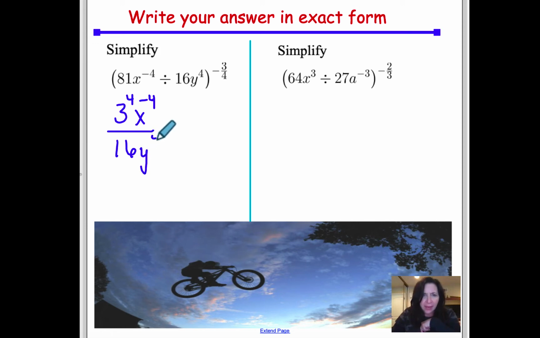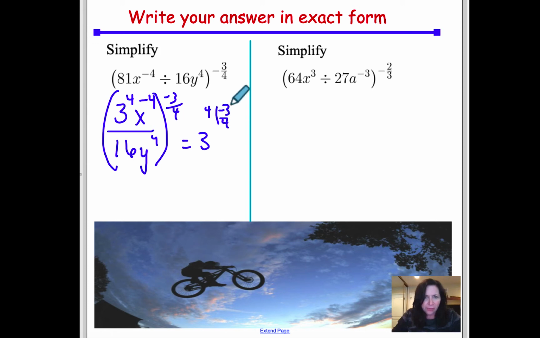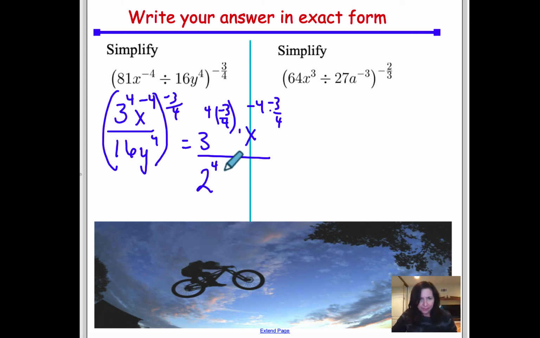Here we go. And then now, because this is a big parenthesis of the negative 3 over 4, we have to distribute that. So that'll be 3 to the 4th to the negative 3/4 times x to the negative 4th to the negative 3/4, over 16, which is 2 to the 4th to the negative 3/4, times y to the 4th to the negative 3/4.